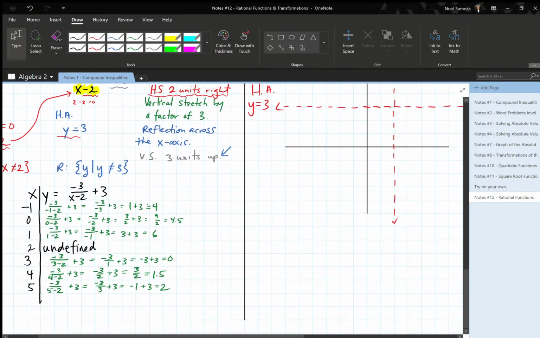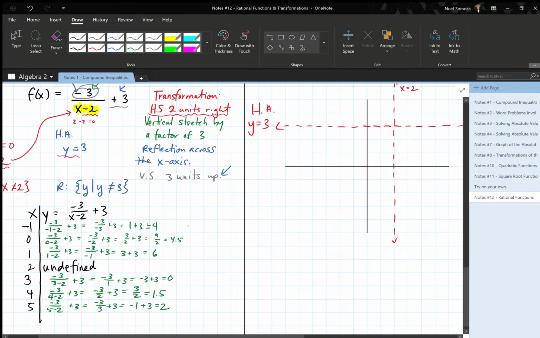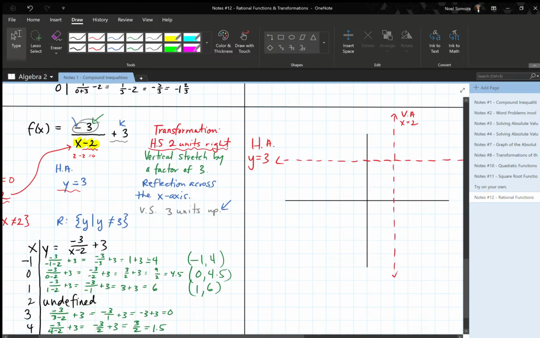Now let's move on to the other side and start plotting these points. I have -1, comma 4; 0, comma 4.5; 1, comma 6. So let's go -1, which is 1 to the left, and then up 1, 2, 3, 4. That's a point right there. Then we have 0, up 4.5. So that's right here. And the last one is going to be 1, and then up 1, 2, 3, 4, 5, 6. So there's a point right there.